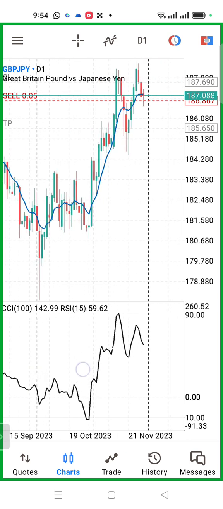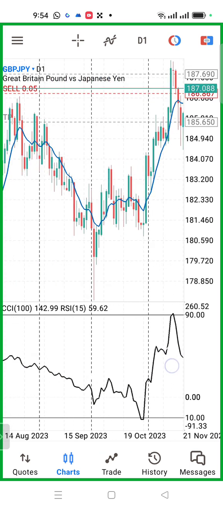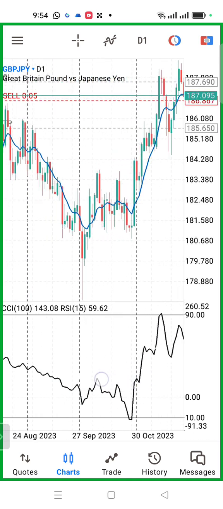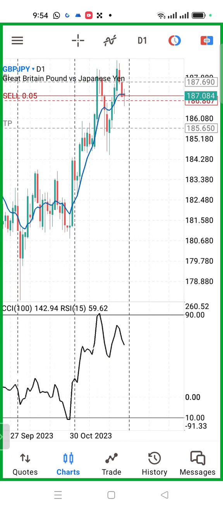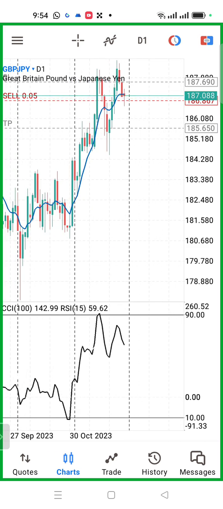So now you can see what is happening here. This guy touched 90 and remained on the 90, even when you move it from end to end. That's what you want to see as confirmation number one. Okay, now you have seen this as confirmation number one. Now what is confirmation number two?